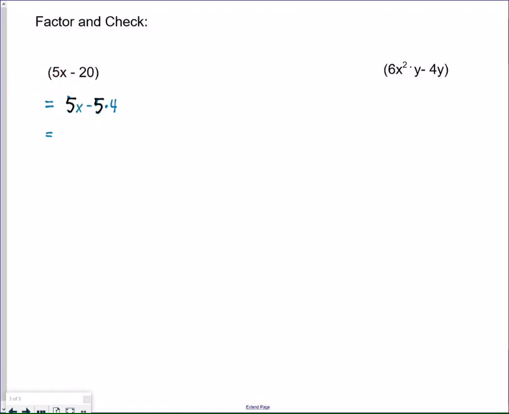Now all I have to do is take that 5 out, undistributed if you will, and you can see here that if I were to redistribute it, I have 5x minus 20. So factoring binomials is essentially the same as reverse distribution. Now checking is the same way.